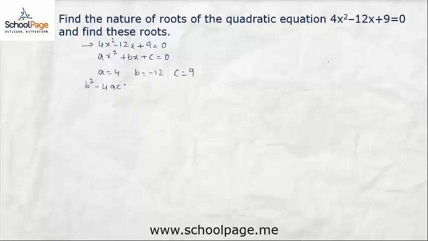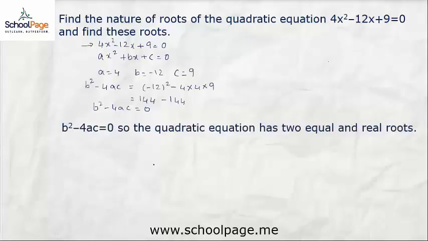So let us substitute the values of a, b, c in b² - 4ac. So we get (-12)² - 4 × 4 × 9. So 144 - 144. So b² - 4ac is equal to 0. And because b² - 4ac is equal to 0, we know that the quadratic equation has two equal and real roots and each root is given by -b/2a.